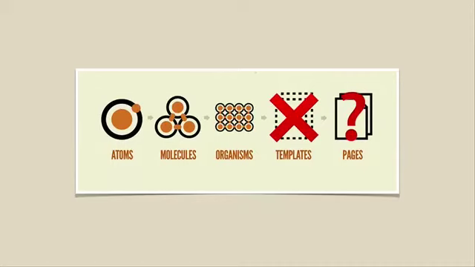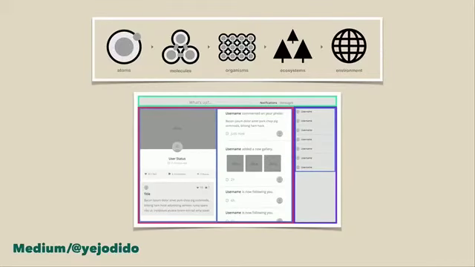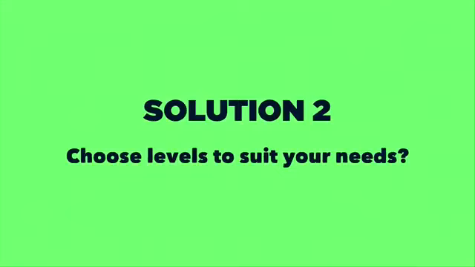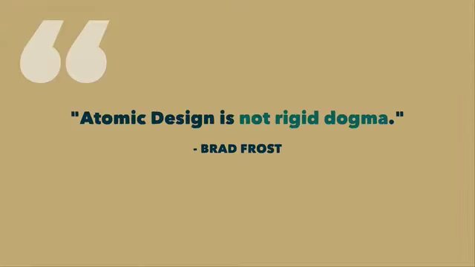So some people have come across it before. There's a Medium article by Joe Donato, which is a link at the bottom, but you can't click it, but it is a link. And it describes having, instead of templates and pages, ecosystems and environments, which is something that might work for you. But we found this was a bit difficult because it just adds more of the same ambiguity you were describing earlier. So then the solution to this is just choose levels to suit your needs. And this is something we didn't realize was in the book, which is that atomic design isn't rigid dogma.